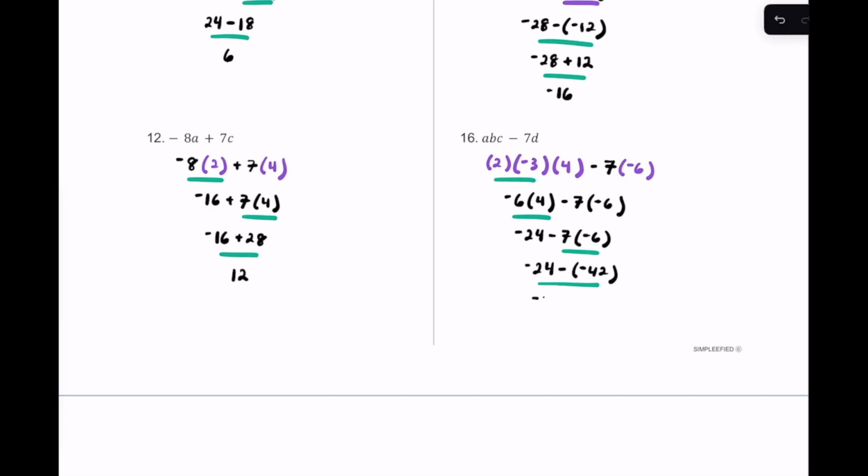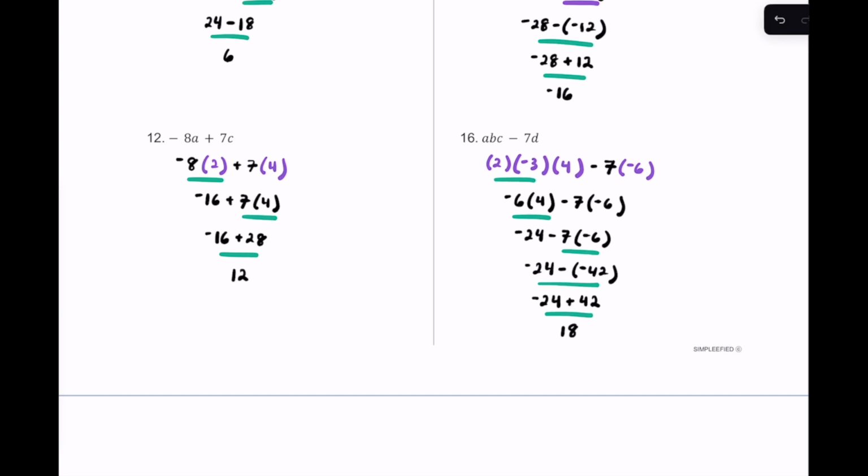So instead of saying negative 24 minus negative 42, we can say negative 24 plus 42. Hopefully that's a little more clear. Again, we're adding the opposite. And then negative 24 plus 42, well, that's the same thing as 42 minus 24. And I believe that is going to end up being positive 18.